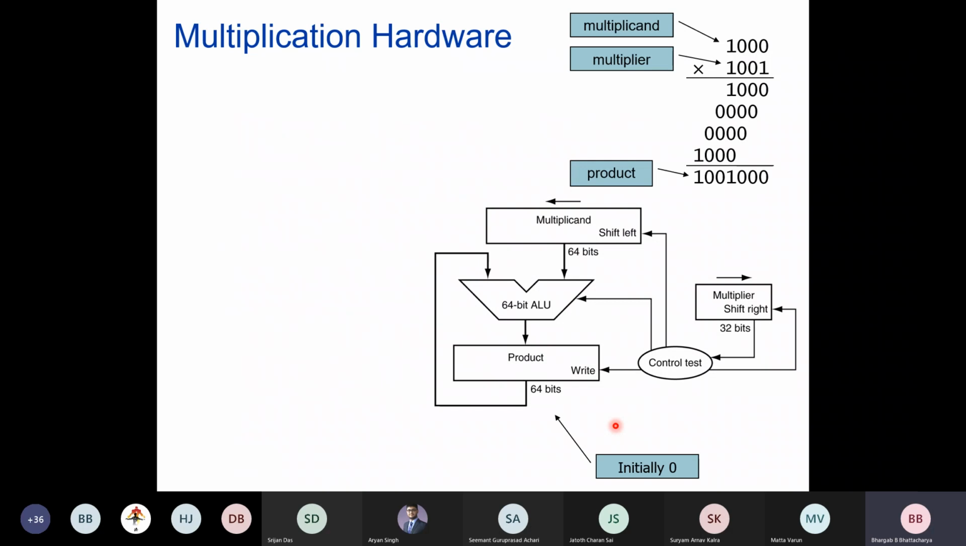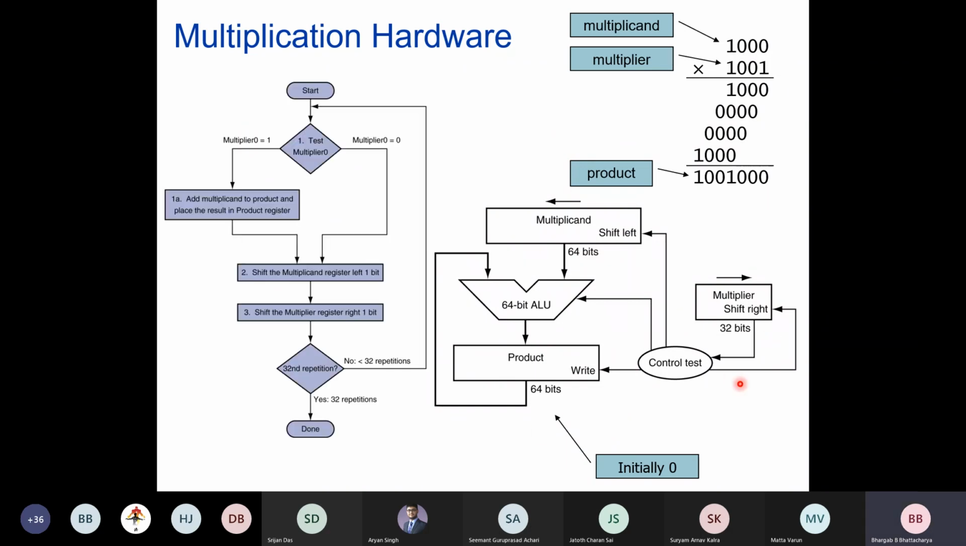Okay, so let us look into this same example, the same architecture, and these operations are now given in terms of this flowchart. So this is self-evident. You start here. You check the 0th bit of the multiplier, that means the least significant bit, the rightmost bit. If it is 0, all you need to do is shift the multiplicand register 1 bit to the left, and nothing else is to be done. And if it is 1, then you have to add the multiplicand to the product, right?